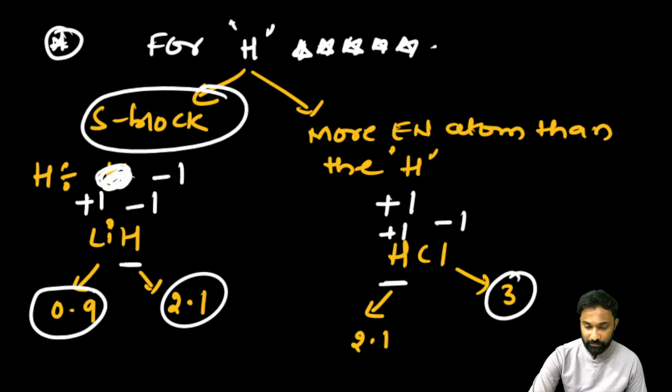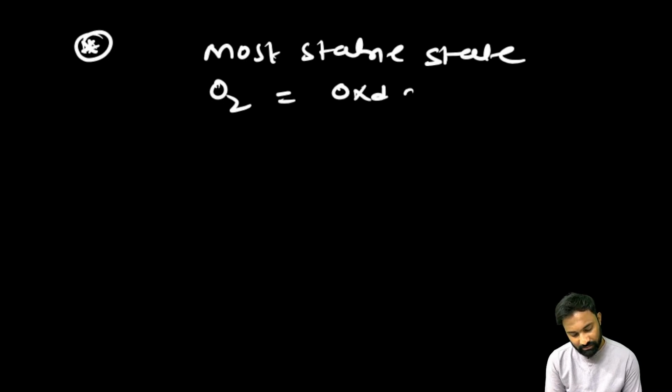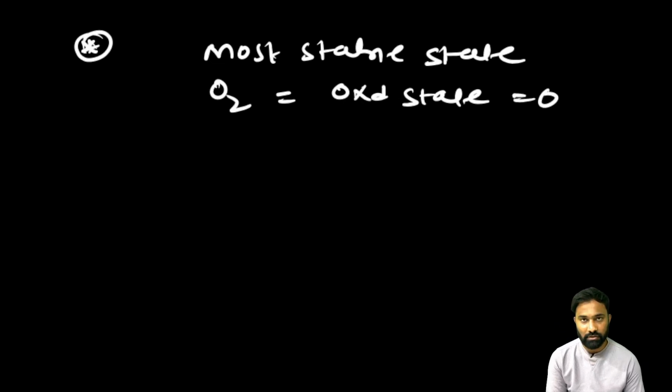Done? Next, the next very important one is for the oxygen. Next important rule that you are going to see is for the oxygen, right? The most stable state for the oxygen is O2. In this oxygen O2, the oxidation state for O2 is 0, that we have studied.